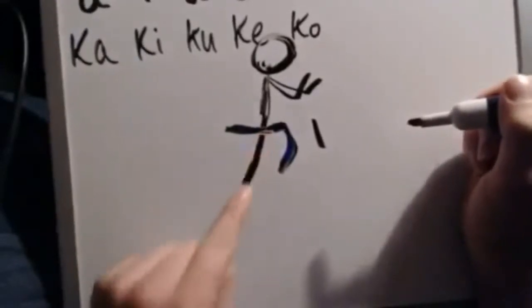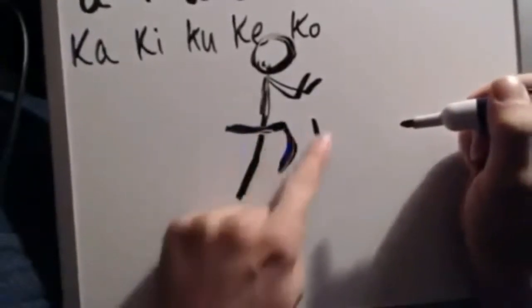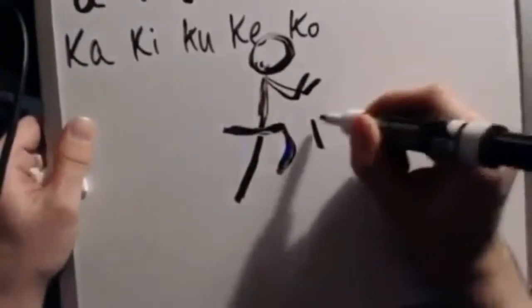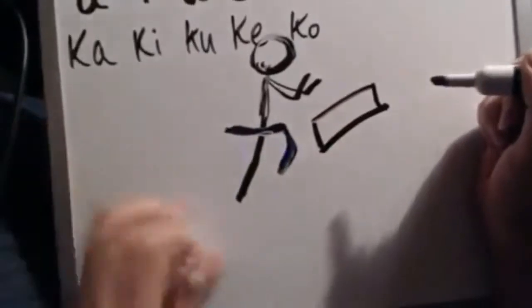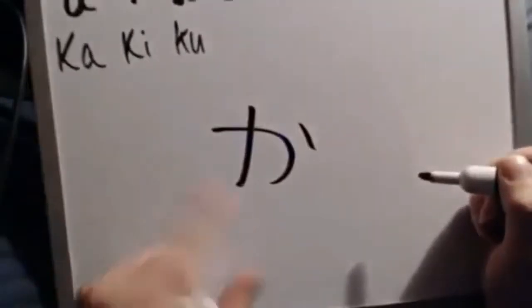So basically, see that? He's standing on his back leg and lifting up his other leg to kick a block or a board or something that they kick in karate to break, you know what I mean? So that's how I think of it. I think ka as in karate. So I'll write those again, don't worry. So again, ka. Okay? Ka.